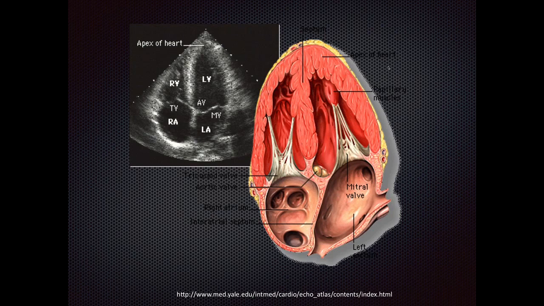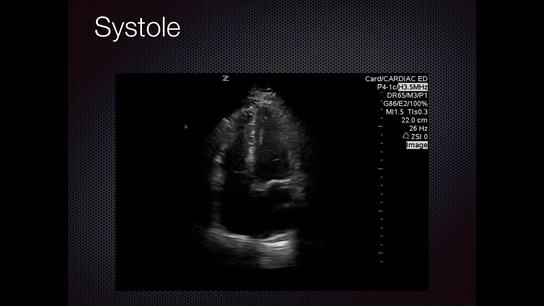Just a brief reminder about the cardiac cycle. Here's the anatomy again, left ventricle, left atrium, RV, RA. We're just going to focus on the left side of the heart. What happens during systole is that the ventricle is contracting, the muscle is squeezing inwards, squeezing the blood out of the ventricle, out the aorta. At this point, the aortic valve is open and the mitral valve is closed, so that's systole.